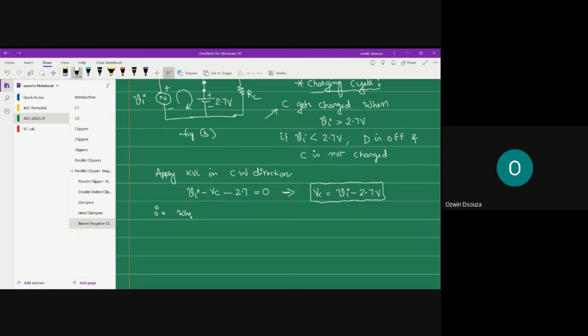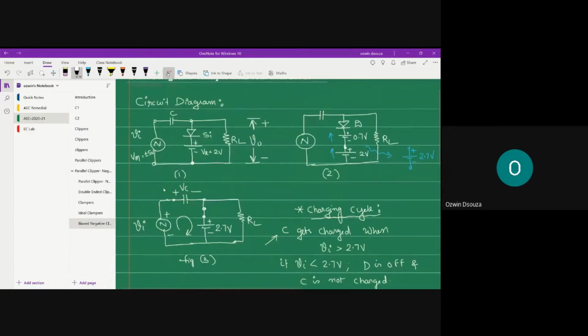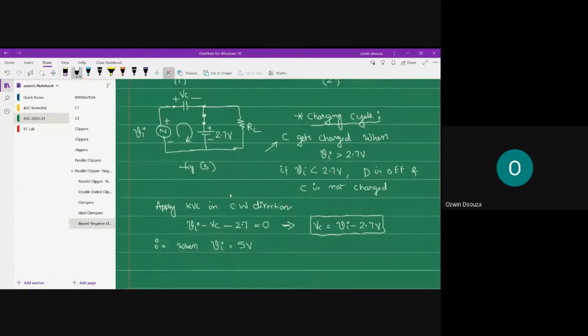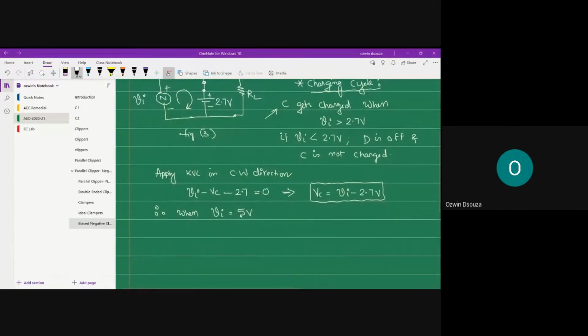Therefore, when your input attains its maximum value, what is the maximum value of the input? In the very beginning, I mentioned the specification for the input, right? The maximum value is plus or minus 5 volts. Since we are dealing with the positive half cycle, the maximum value needs to be substituted as plus 5 volts. So how much will you get for the capacitor voltage? VC is equal to 5 minus 2.7, which gives VC equal to 2.3 volts.